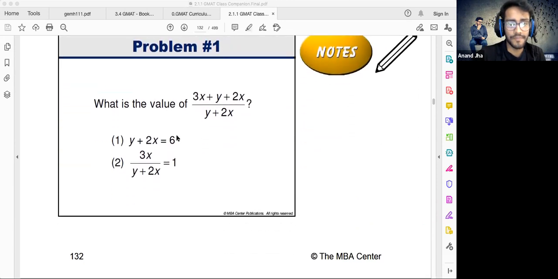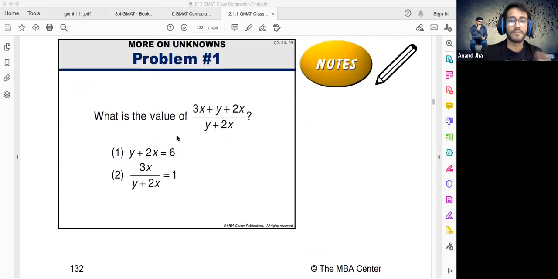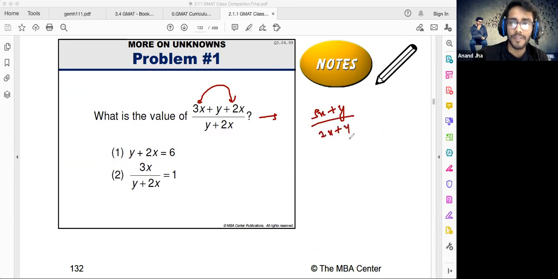Try everyone this one. Very simple problem. Club these two like terms, 3x plus 2x is 5x. 5x plus y by 2x plus y basically. So what is the value of this?